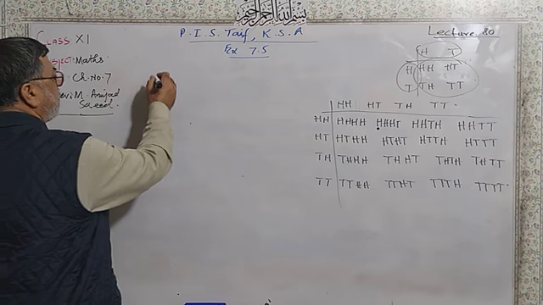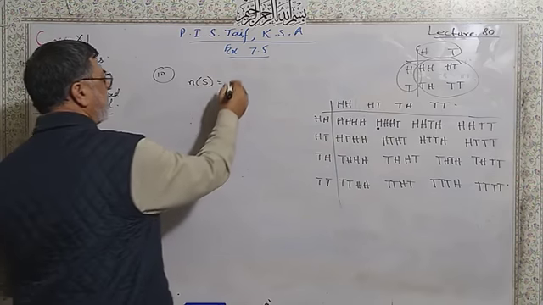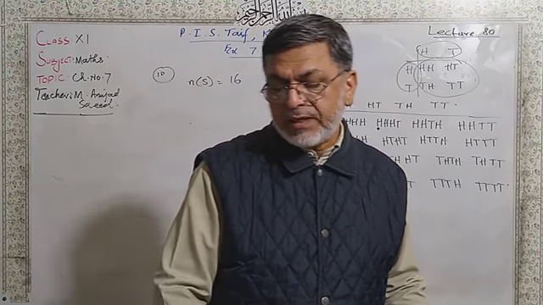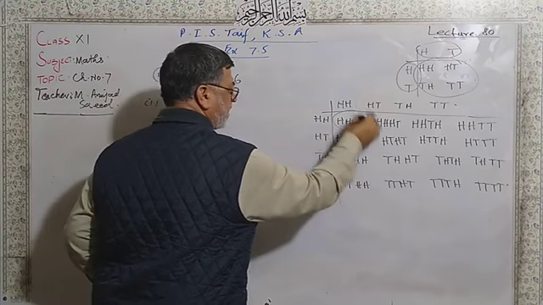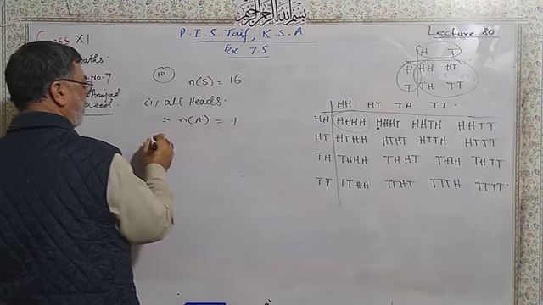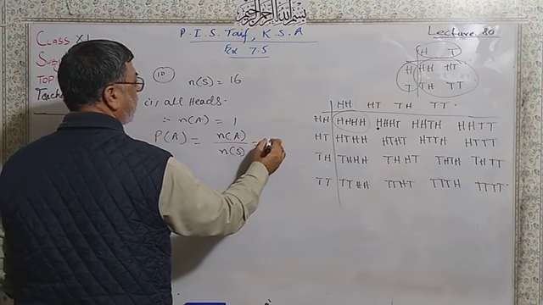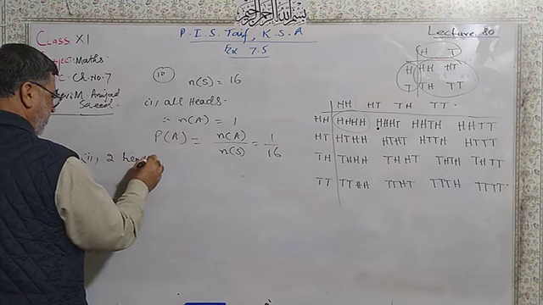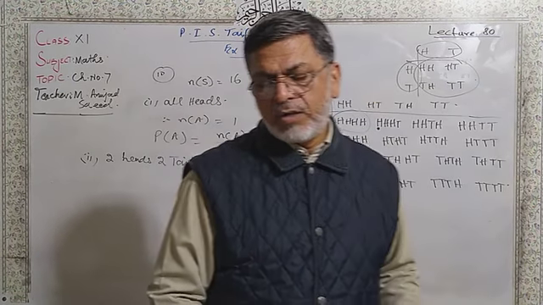That was actually question number 10. What is the total possibilities? N of S: 4, 4, 4 and 4, they are 16. Total possibilities are 16. So what is the first part? First part is all heads. There is only one possibility to have all heads. Therefore, N of A is equal to 1. So probability of A is equal to N of A, number of A over number of S total. This is 1 over 16. Second part is 2 heads, 2 tails. From this table, we can check how many 2 heads and 2 tails.